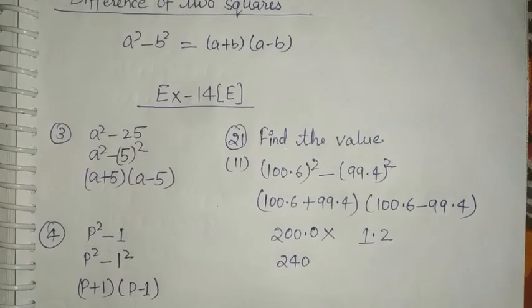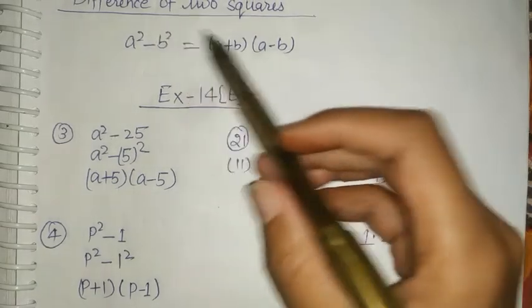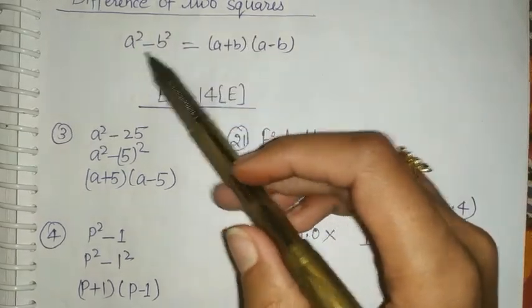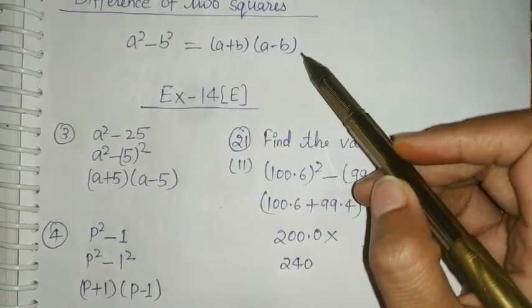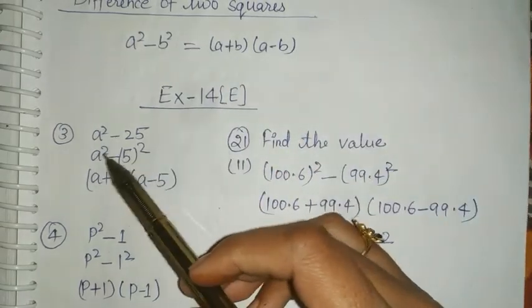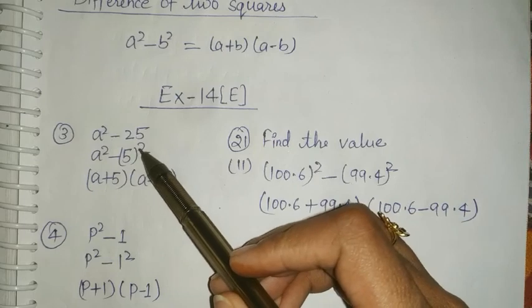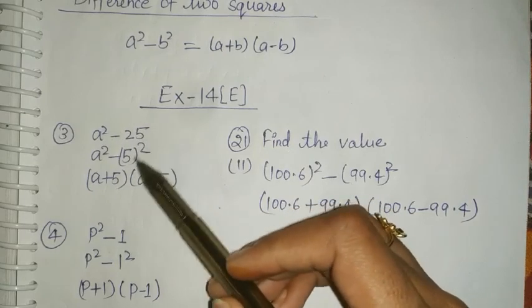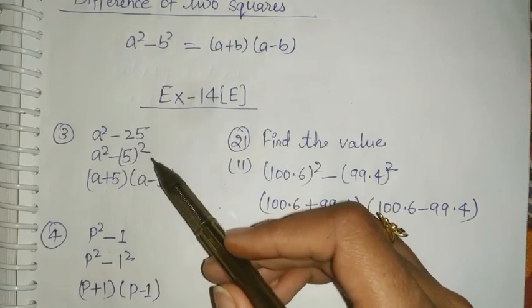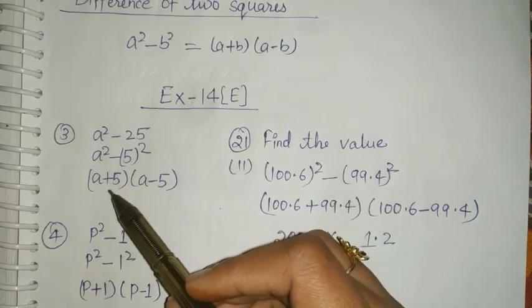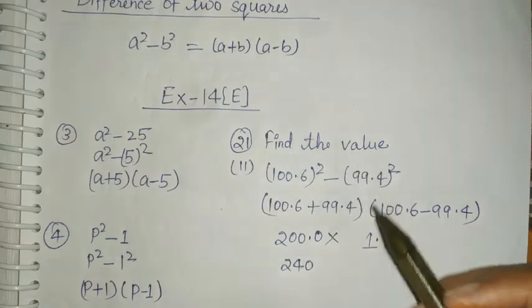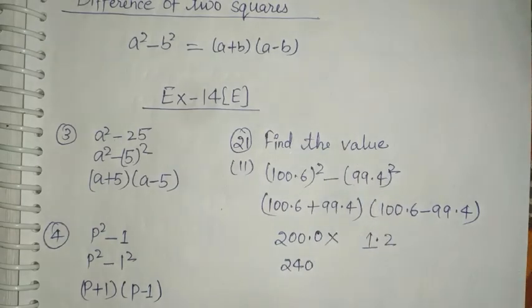Next question is, suppose you have to find the difference of two squares, then you have to use this formula: a square minus b square is equal to (a plus b) and (a minus b). So your question number 3 is a square minus 25. Instead of 25, we can write 5 square. As you know, 5 square is equal to 25. And now we have a square minus b square, so we can write (a plus b) and (a minus b). Rest all the questions I have discussed in the class.